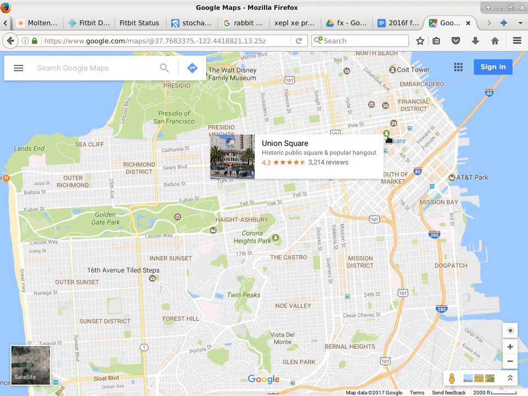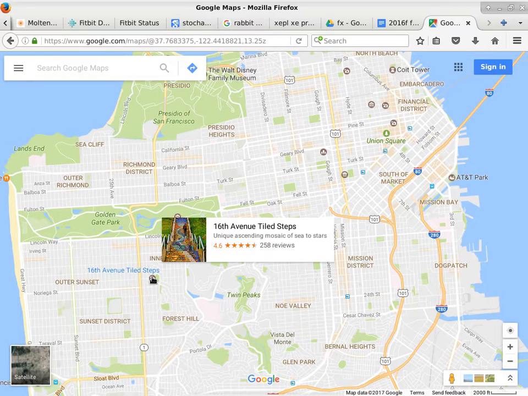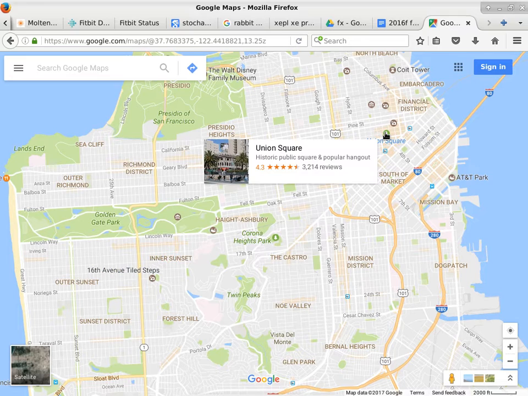Okay, let me say that one more time. You just draw a straight line, okay? You just draw a straight line from 16th Avenue Tiled Steps to Union Square, and whatever the distance of that line is going to be used as the heuristic. It's always an underestimate, right? Yeah. The actual distance is going to be a little bit more than that.